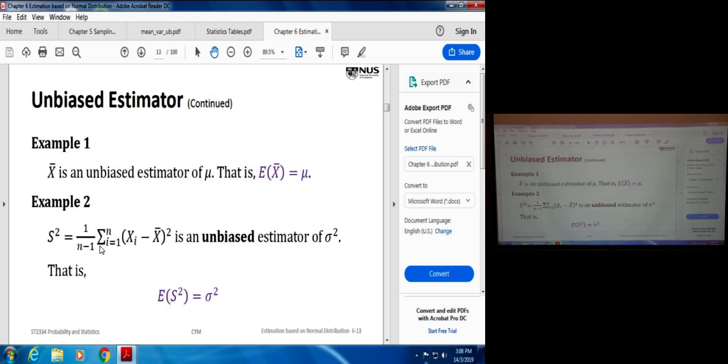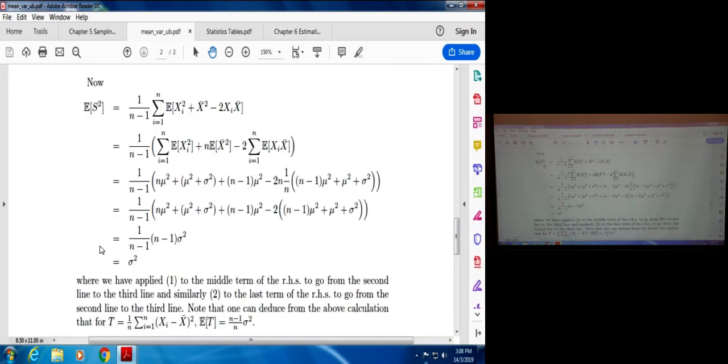Okay, so what we're trying to do is to verify that the expectation of the random variable s squared is precisely equal to sigma squared, i.e. that it is indeed an unbiased estimator for the variance of the sample. So in order to verify that, I want to compute the expected value of s squared.